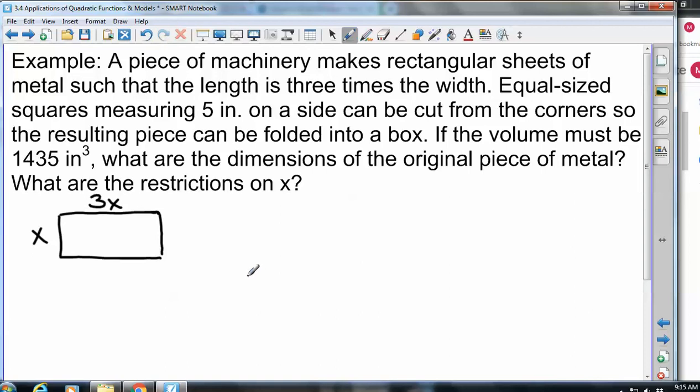Equal size squares measuring 5 inches on a side can be cut from the corners so the resulting piece can be folded into a box. You guys know what that means? So I'm going to take a piece of paper and I'm not measuring, so I'm just randomly cutting here, but we're going to pretend I measured those out.